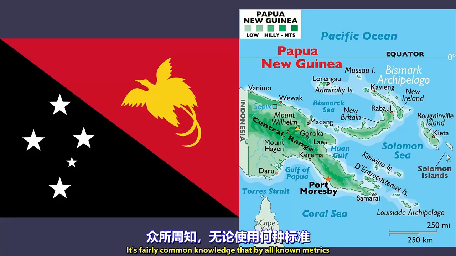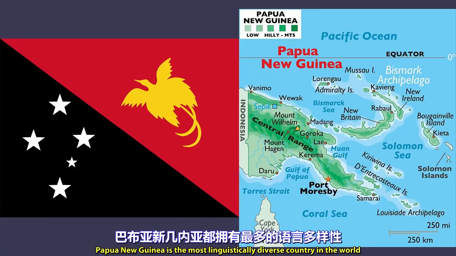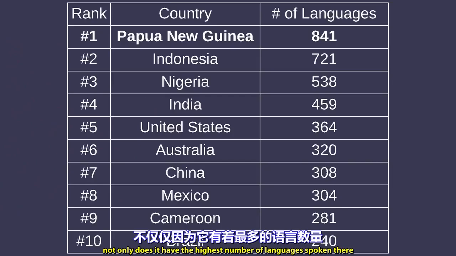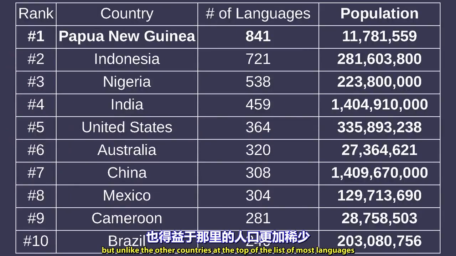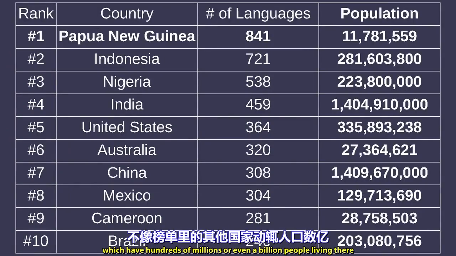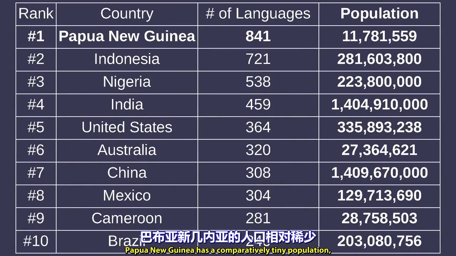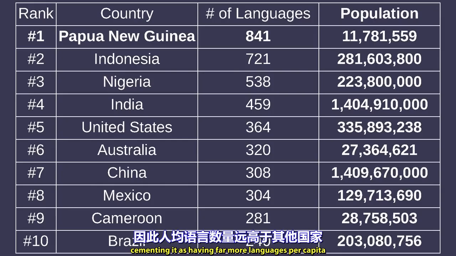It's fairly common knowledge that by all known metrics, Papua New Guinea is the most linguistically diverse country in the world. Not only does it have the highest number of languages spoken there, but unlike the other countries at the top of the list of most languages, which have hundreds of millions or even a billion people living there, Papua New Guinea has a comparatively tiny population, cementing it as having far more languages per capita.